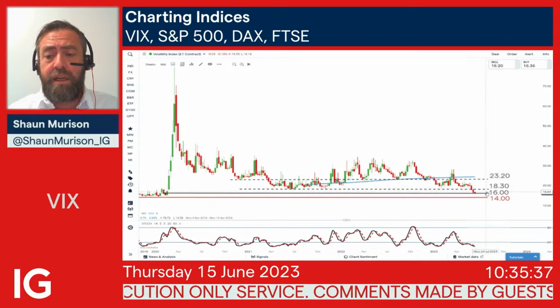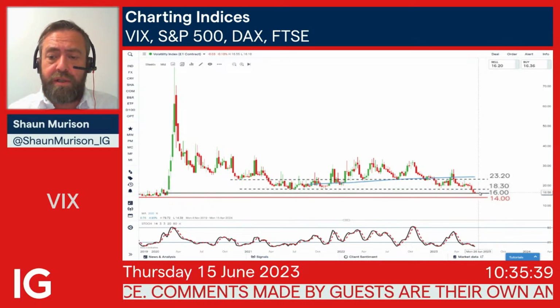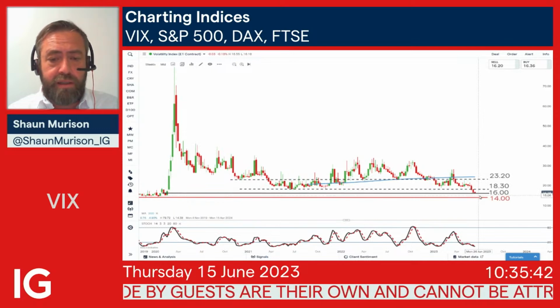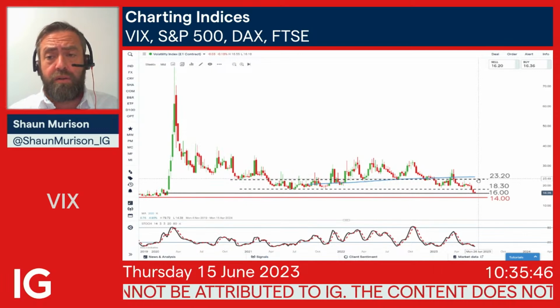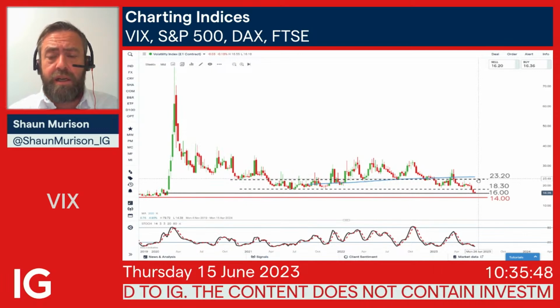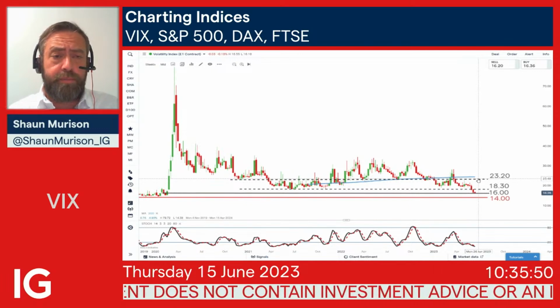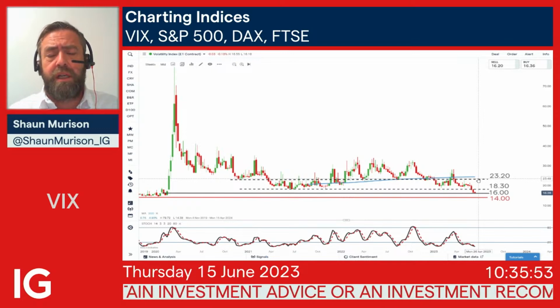We don't have that yet. And we are testing 16, but certainly somewhere between 16 and the next level of support, 14. If we do get a tick back there, we would be looking at taking a long on volatility, long on the VIX index, expecting at least just a very short-term spike in markets.